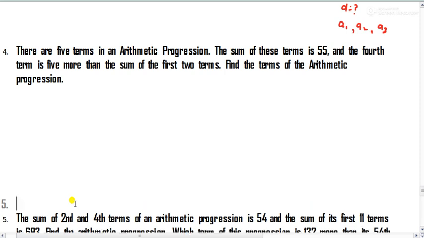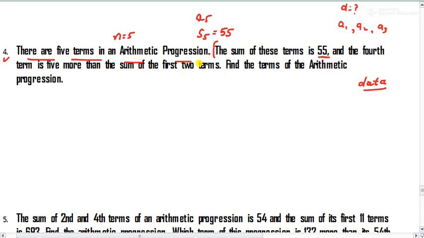Now let's see question number 4. Again, you should know the data first. They are telling there are 5 terms in an AP. First data: total how many terms are there? 5. Next, the sum of these terms is 55. What does this mean? Is this A5 or S5? It is S5.